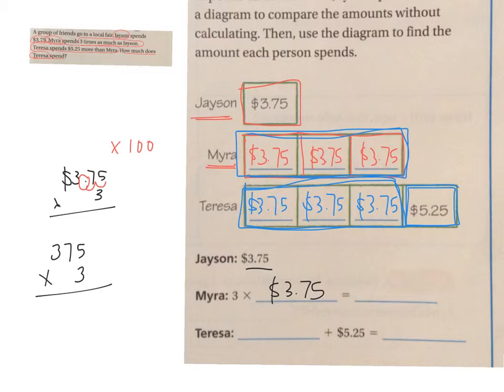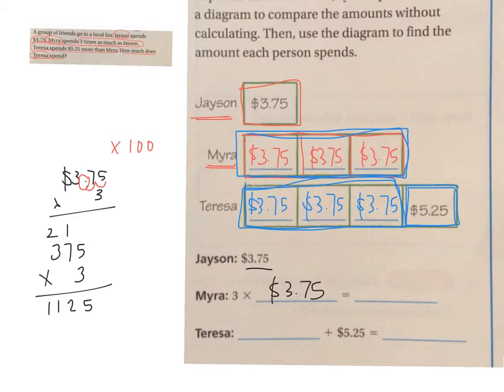What's 3 times 5? 15. What's 3 times 7? Plus 1. Okay. And then 3 times 3? Plus 2 is? 11. So did Myra spend $1,125? Arushi? You have to add the decimal point again.